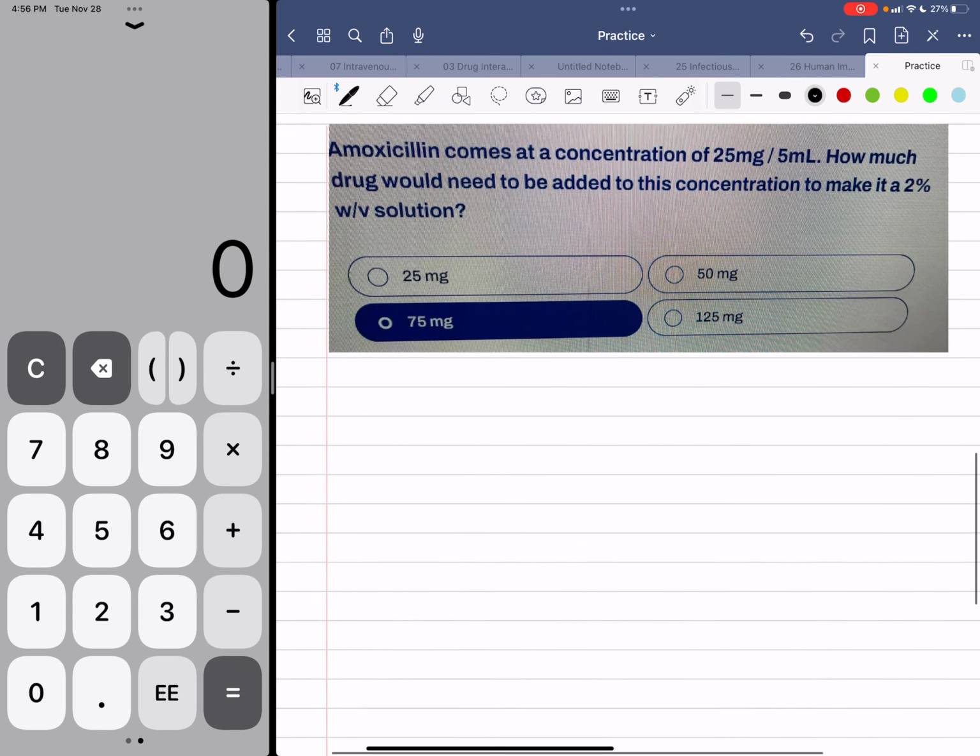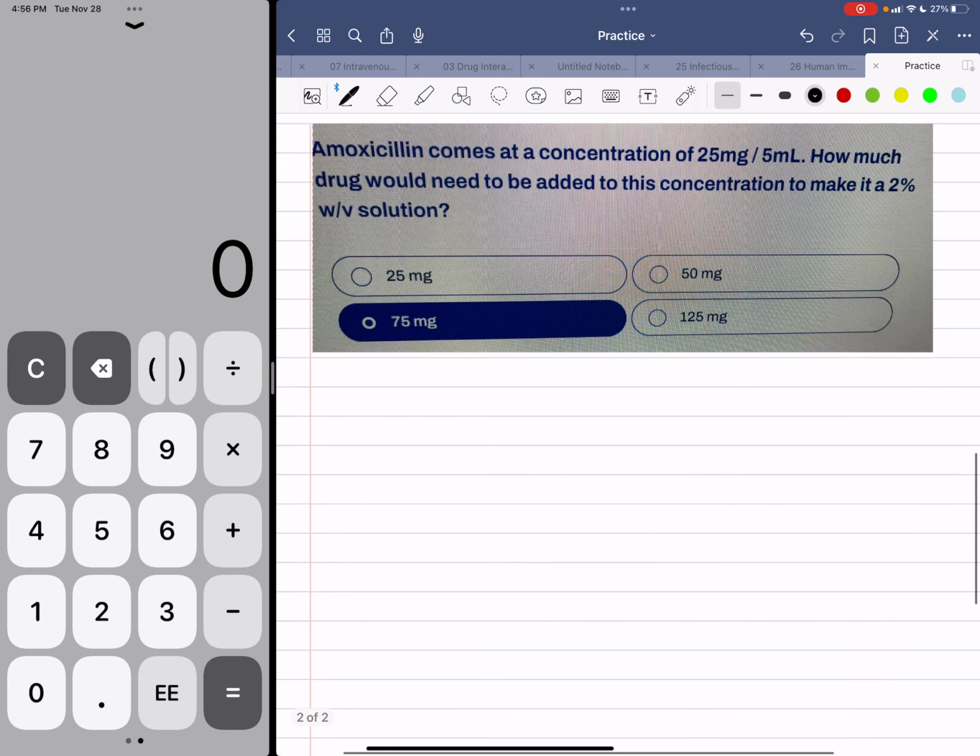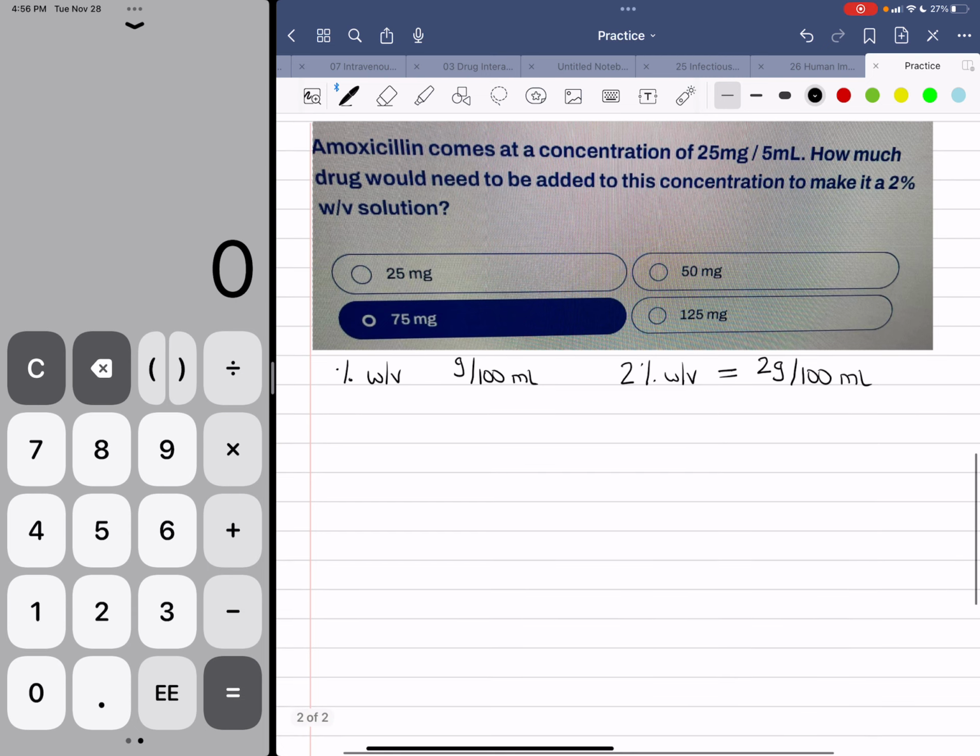All right, so let's go ahead and do a little background reminder. When you have a percent weight volume solution, that is going to come in units of grams per 100 mL. So when they gave us a 2% weight volume solution, that is going to be the same thing as 2 grams per 100 mL. Okay, so that was a little bit of background there.